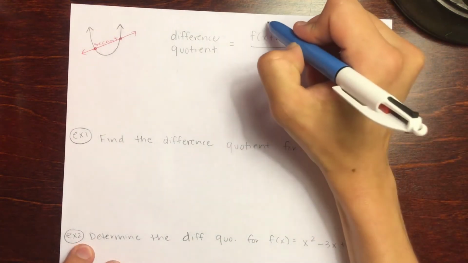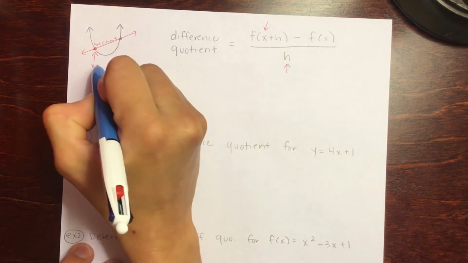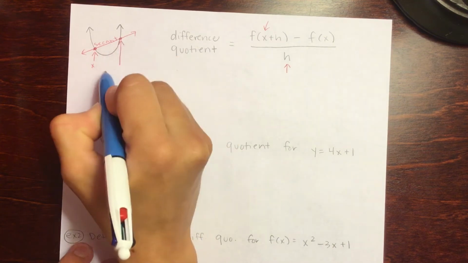X is my initial starting place, the x value at my first coordinate point, and h is the difference between these two x values.